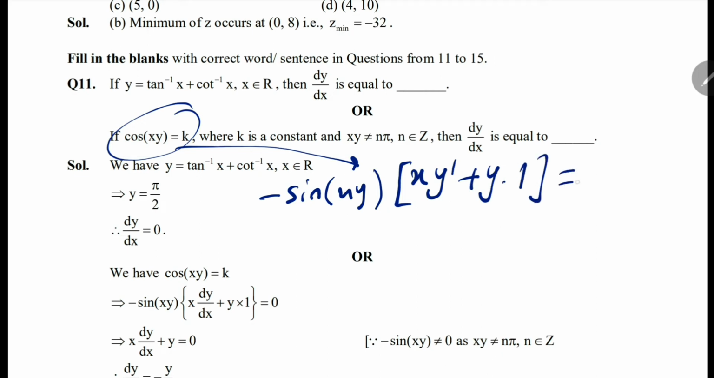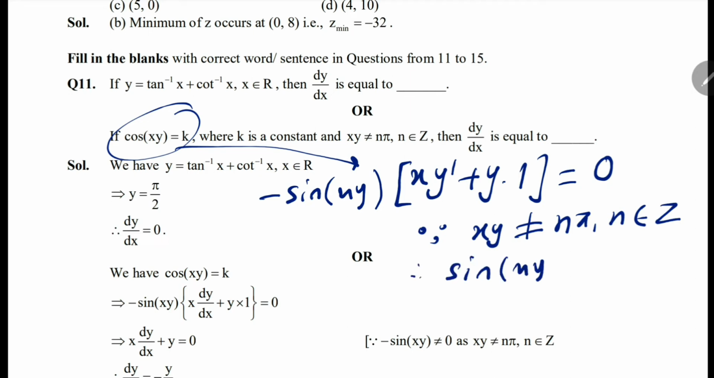Fine. So on the RHS, we have a constant, so its derivative will be 0. Okay, so you know that they have already given you that x into y is not equal to n pi, where n is an integer. So that means sine of theta, that is x into y, will not be equal to 0.